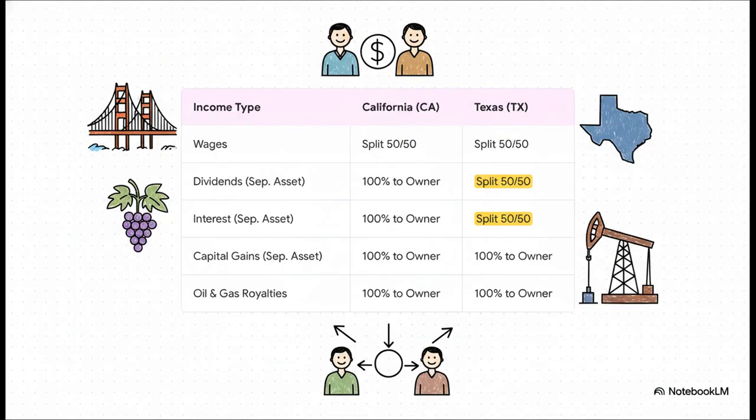And this table is where the rubber meets the road. Just look at those bolded items. If your client is a Texas MFS filer, they have to split the dividends and interest from their own separate property with their spouse. A California filer? Nope, they don't. It's also really interesting that both states agree on capital gains from separate property. And this is a big one for Texas: oil and gas royalties, which stay separate. You literally have to go through every single income stream.